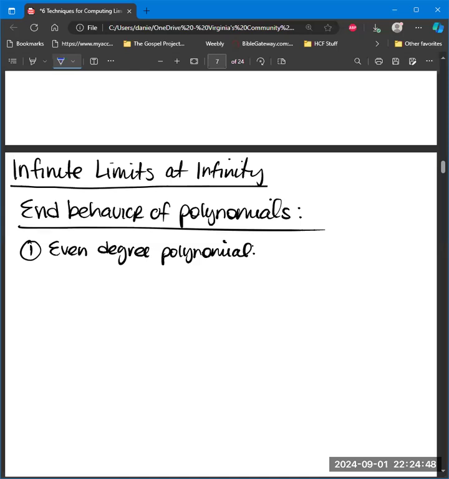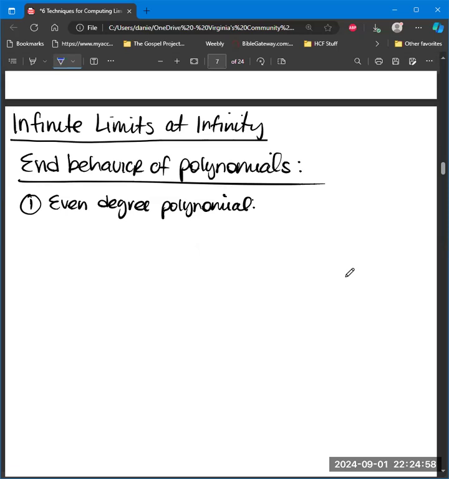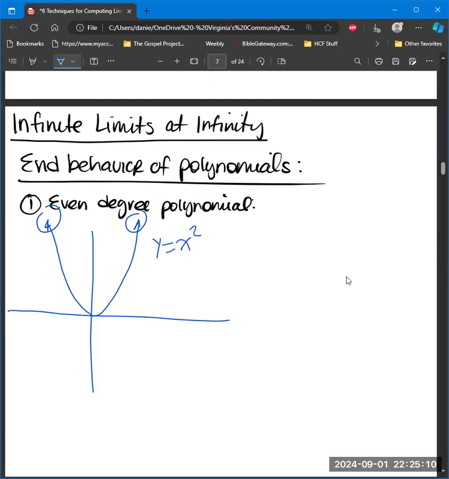Let's talk about infinite limits. Limits at infinity are going to be end behaviors of polynomials. Polynomials of an even degree are going to resemble the end behavior of y equals x squared. The limit as x goes to infinity of x squared is equal to positive infinity. The limit as x goes to negative infinity of x squared is equal to infinity.